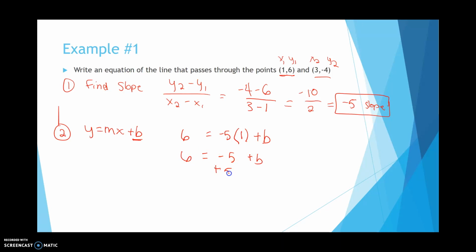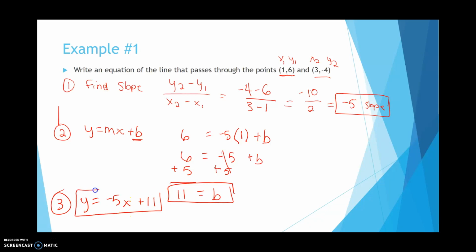I'm going to add 5 to both sides. So 6 plus 5 is going to give me 11, and that's going to be my b, my y-intercept. So then my last step here, now that I found my slope and I found my b, I can rewrite this in the slope-intercept form of y equals my slope, -5, x plus b, which is 11, and this will be my final answer. Make sure when you're solving these, you show all your steps to get to your final answer.